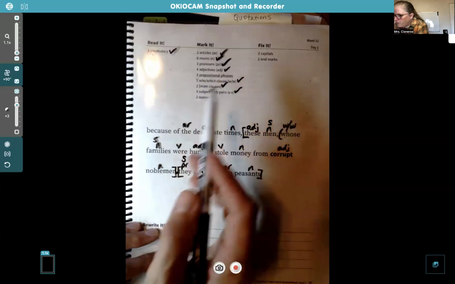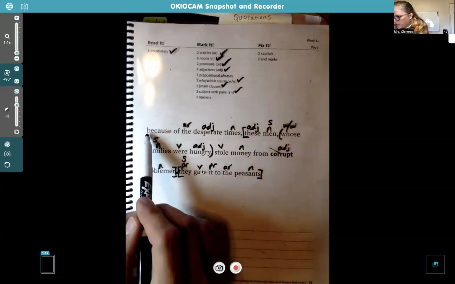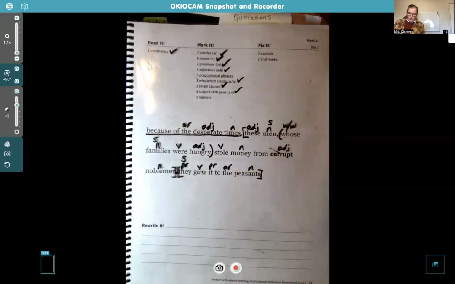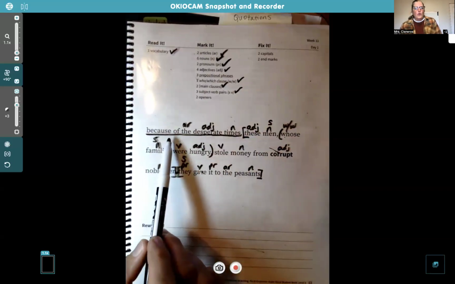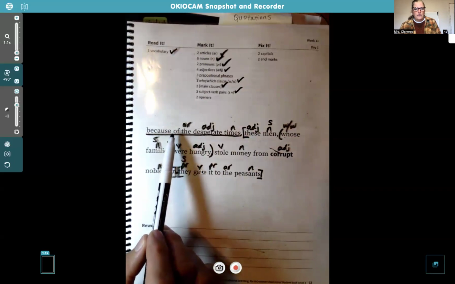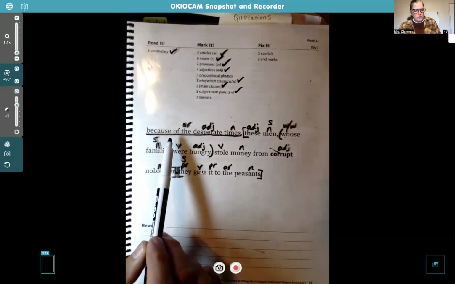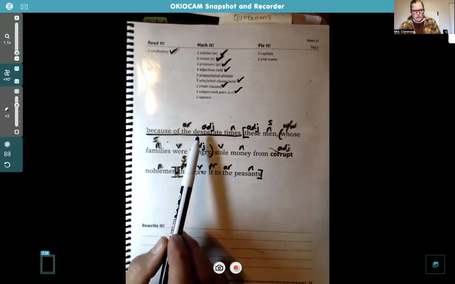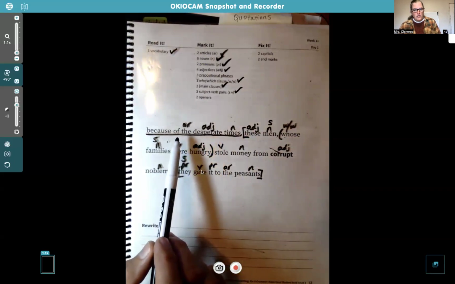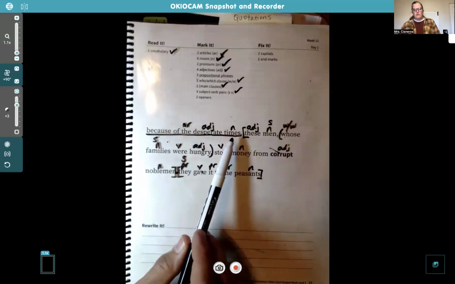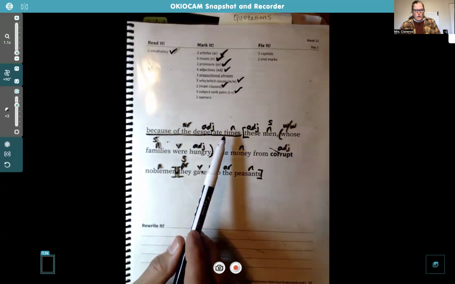Back to the prepositional phrases. Well, I see one at the very beginning: because of the desperate times. And by the way, just a quick reminder, I know I've told you this before. Whenever you have "of" after the word "because," it is no longer a because clause. It's a prepositional phrase. "Because of" changes it. Now it's a prepositional phrase, because notice in this phrase, because of the desperate times, there's no verb in there.